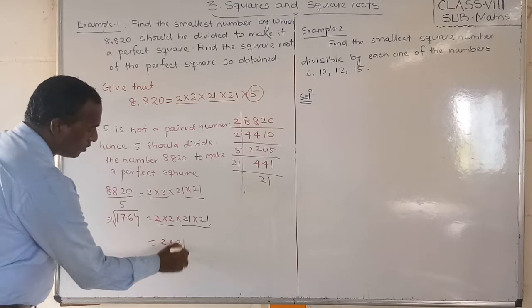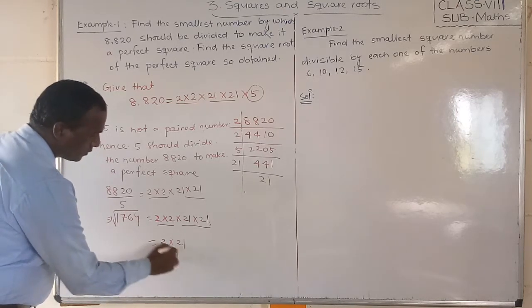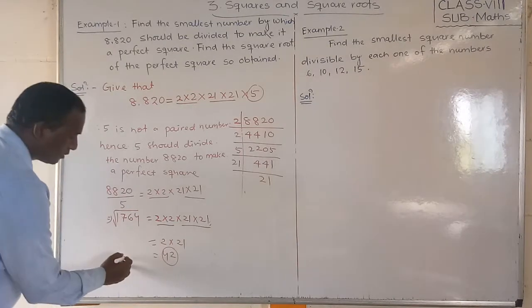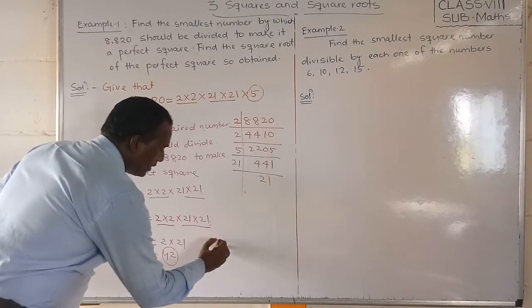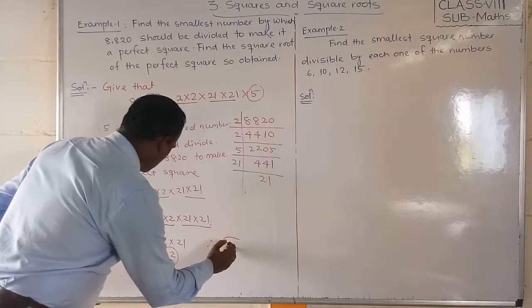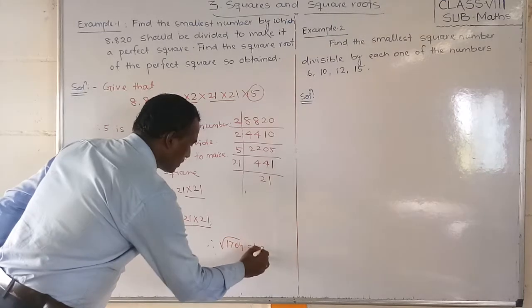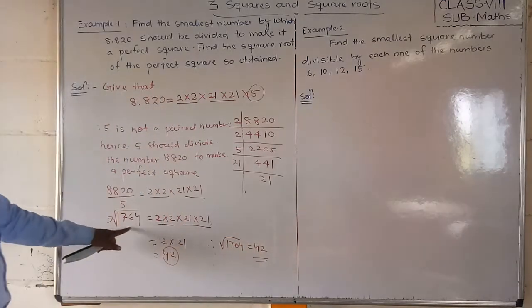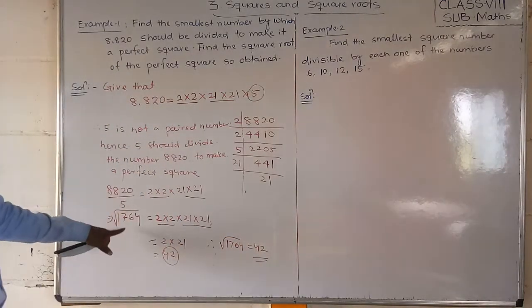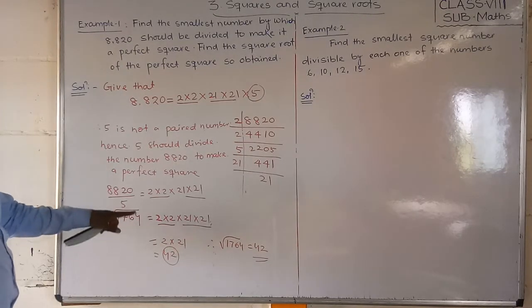2 into 21 is equal to 42. Okay, hence we can write here, the square root of 1764 is equal to 42. So 1764 is a perfect square number.